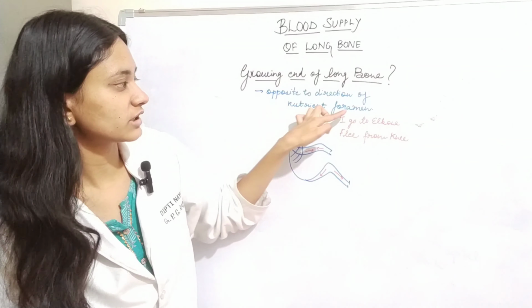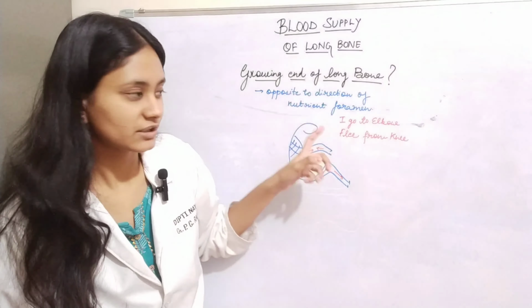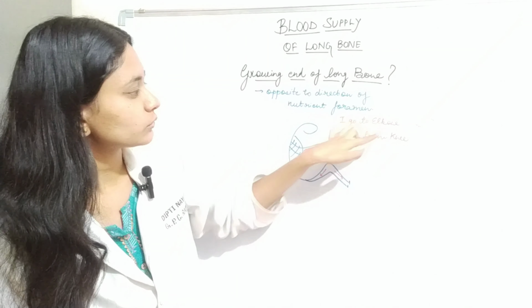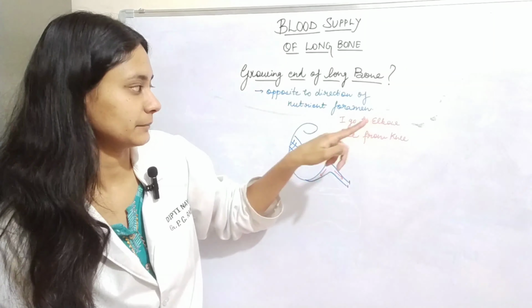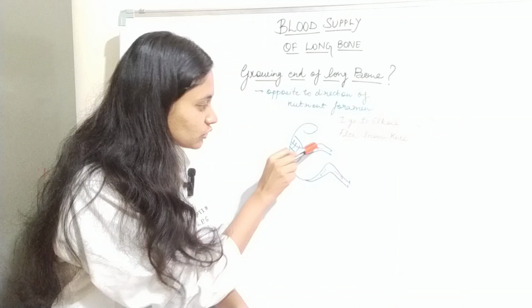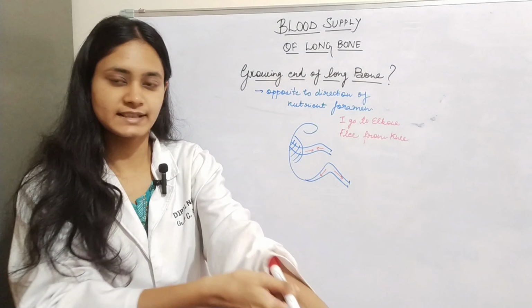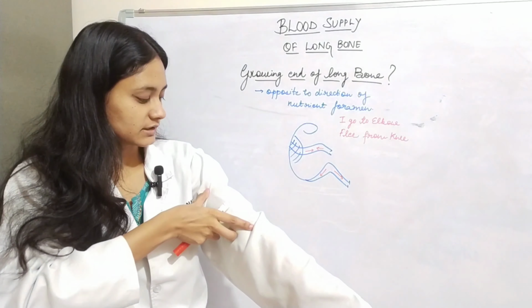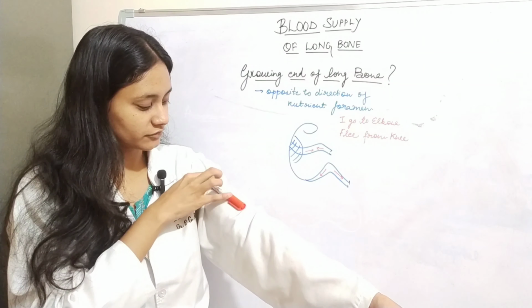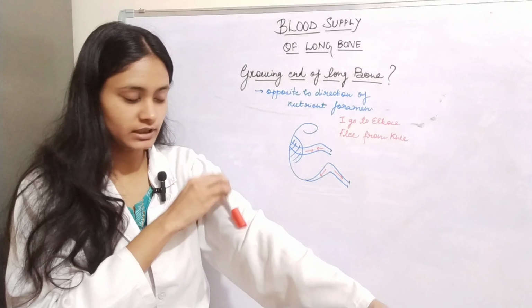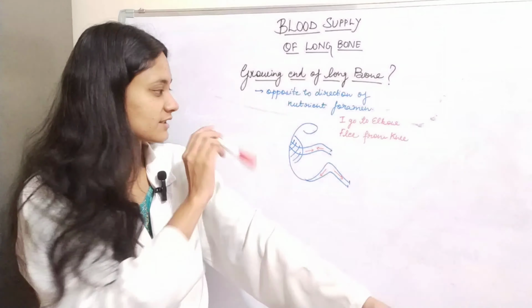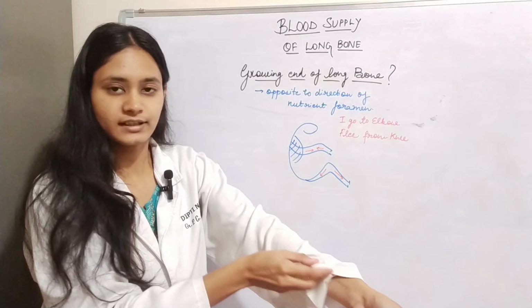Now, how will we know about the direction of nutrient foramen? The direction of nutrient foramen has got a mnemonic which says, I go to elbow and flee from knee. That is, the nutrient foramen will have direction towards your elbow. It is here. From this region, it would be towards here. Consider this as your direction of nutrient foramen. So, it will move from here, and from your forearm, it will move here. That is, I go to the elbow, towards the elbow.